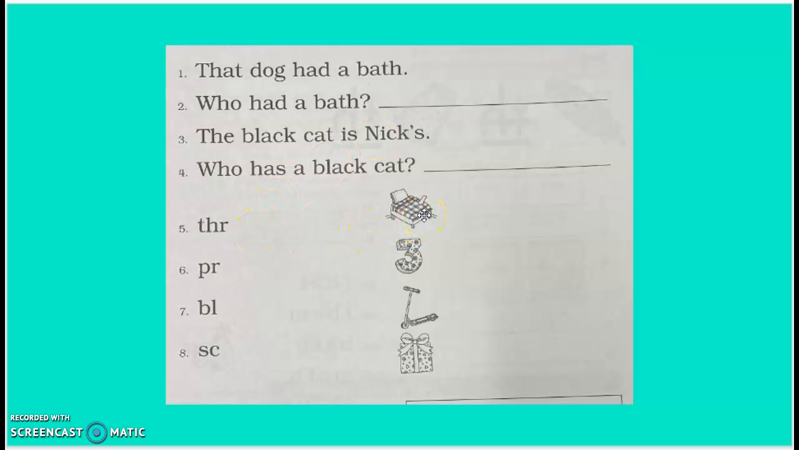Okay, the pictures for 5 through 8. This is a blanket. Blanket. Scooter. Scooter. And present. Present. When you're finished, go ahead and take a picture of the front and back and send that to your teacher.